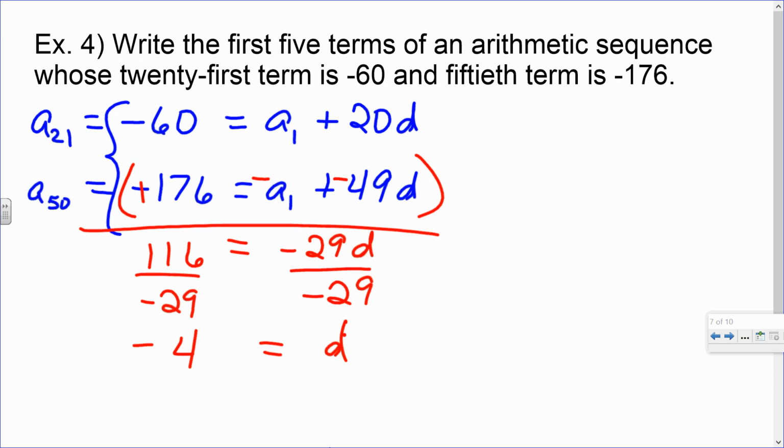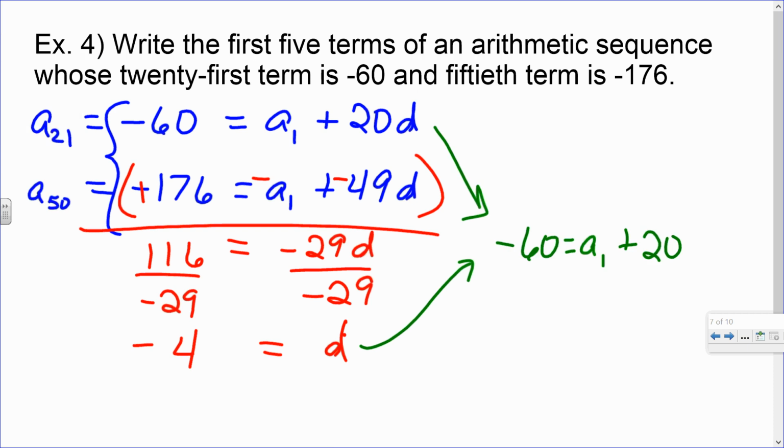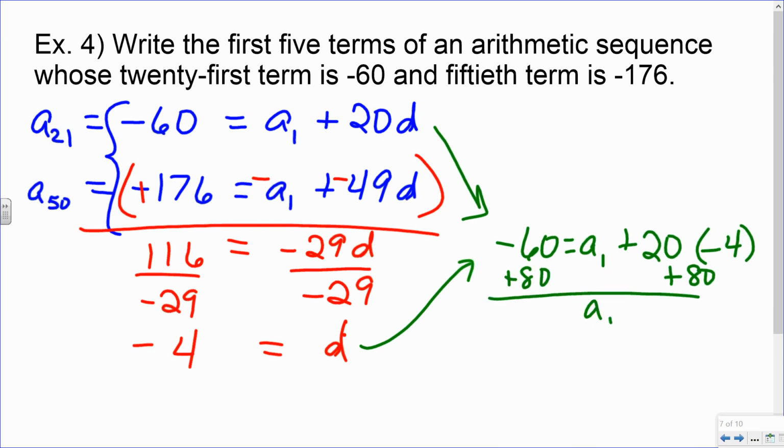Do you like the 60 and 21 or the 176 and 49 one better? Thank you so much. I really didn't want to have to deal with multiplying 49 and all of that good stuff. So I'm going to take this. And -60 is A1 plus 20D, and D is now -4. So that's a -80. And if I add 80 to both sides, A1 is 20. So to write the first 5 terms, the first one is 20. D is -4. Tessa, what's next?